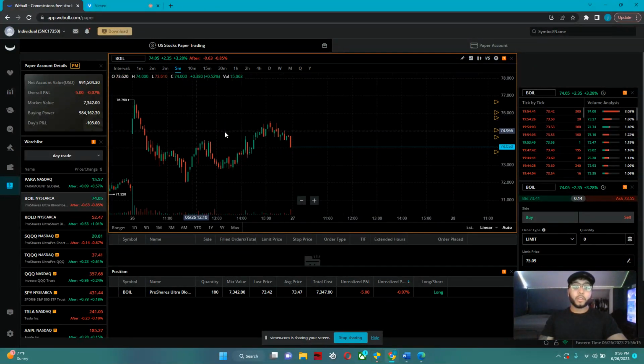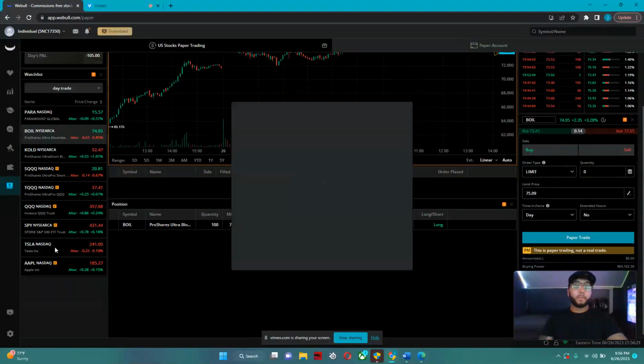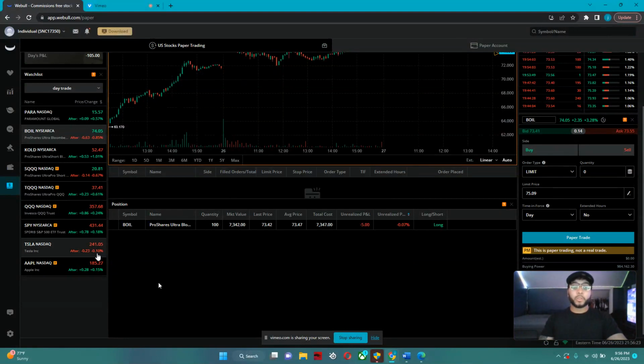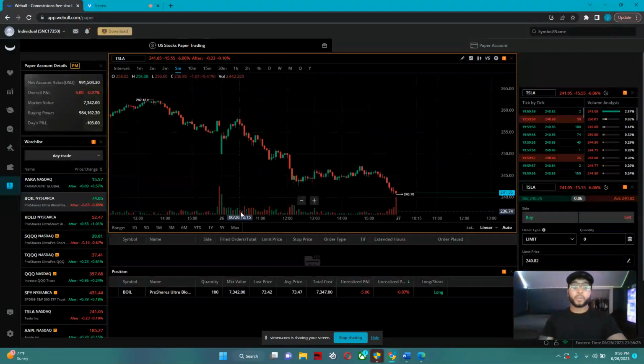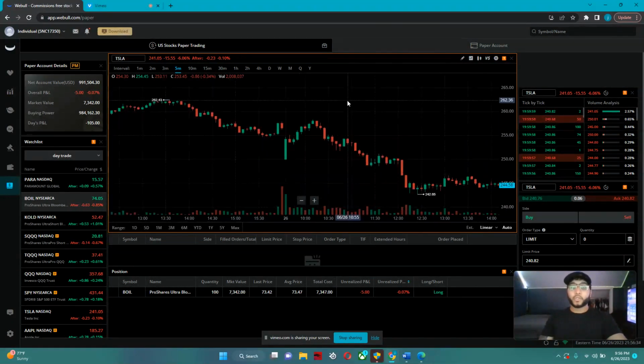Currently I am on Webull. This is a free trading platform right here, and we're just going to be reviewing some charts. Let's go over Tesla real quick, and I'm going to show you guys how to read a candlestick on this chart with this ticker symbol, and we're going to go over some examples too.